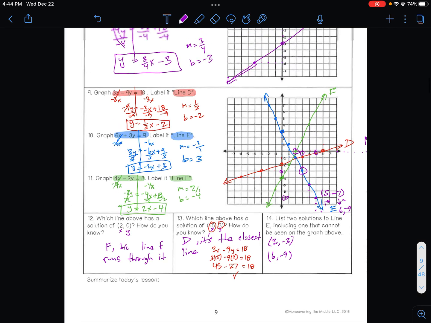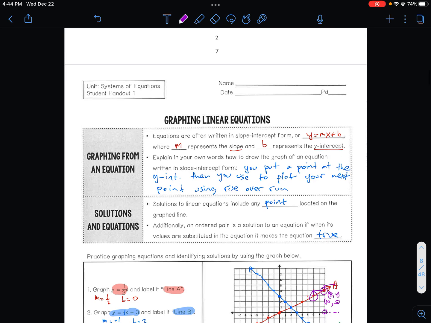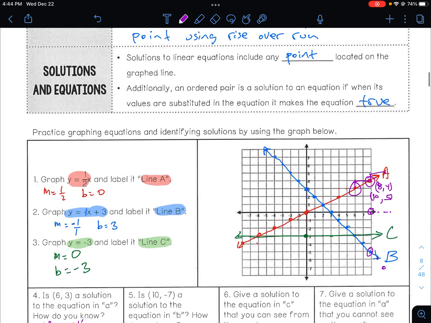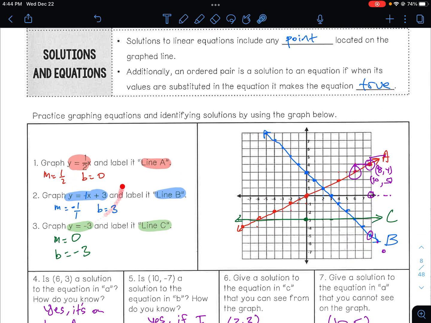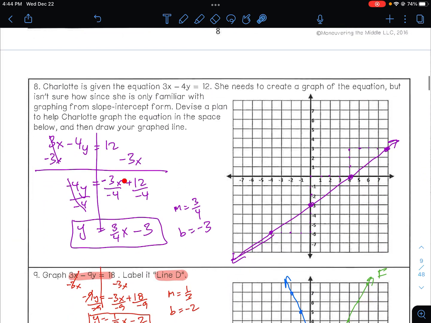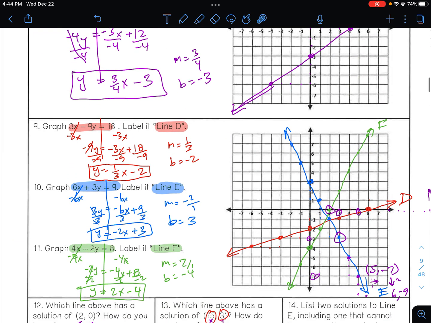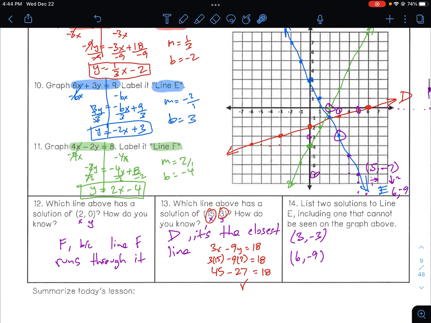And that's it. That is how you graph linear equations, whether they are in slope-intercept form, like our first couple of examples, or whether they're not in slope-intercept form, and you have to rewrite them in slope-intercept form and then graph them. All right, go ahead and try some problems on your own.